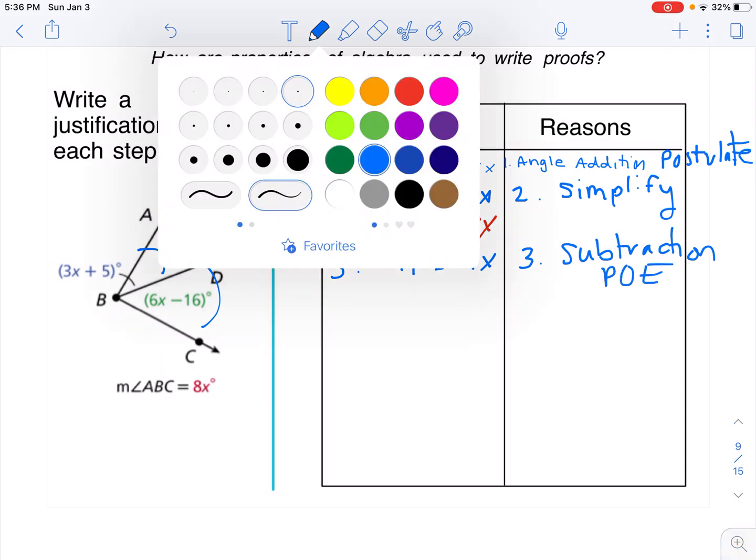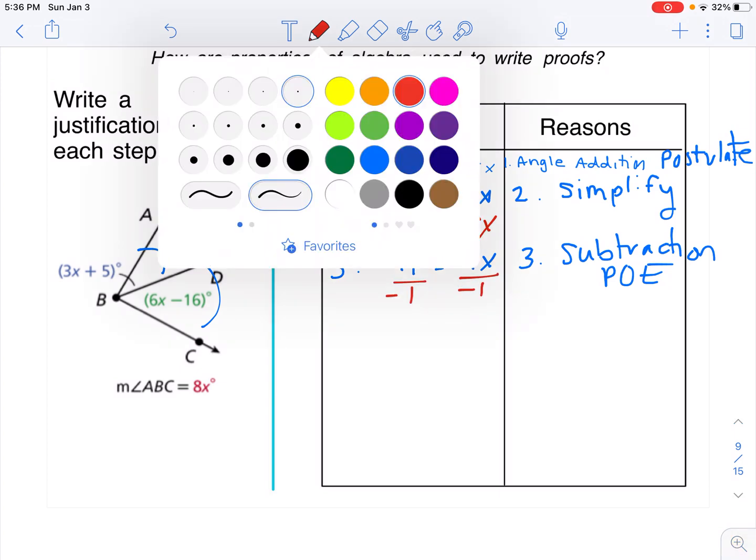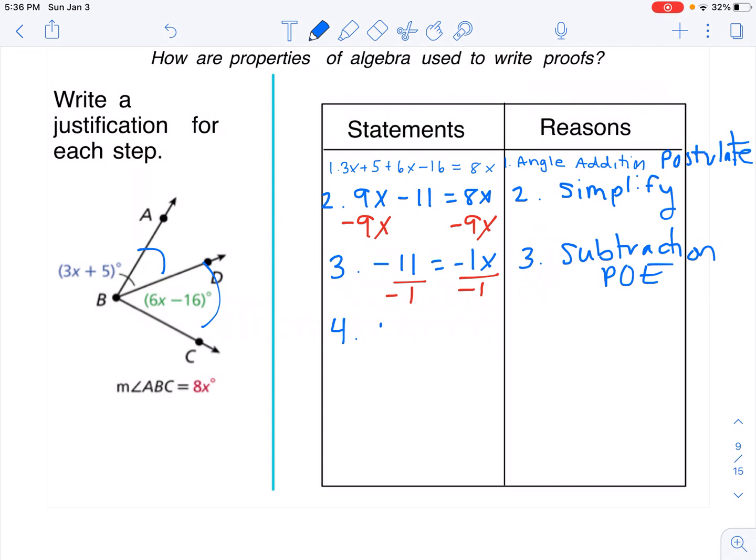From here, I would like to get x alone, so I will divide by -1. And what do I get when I divide by -1? I get 11 equals x. Division property of equality.